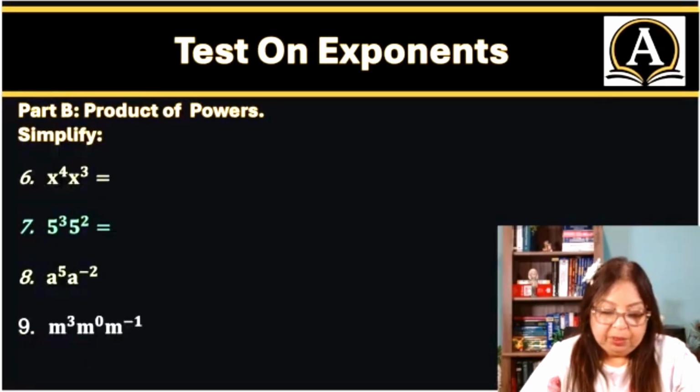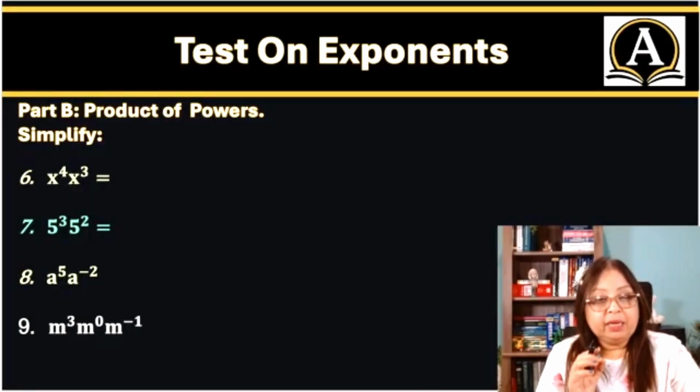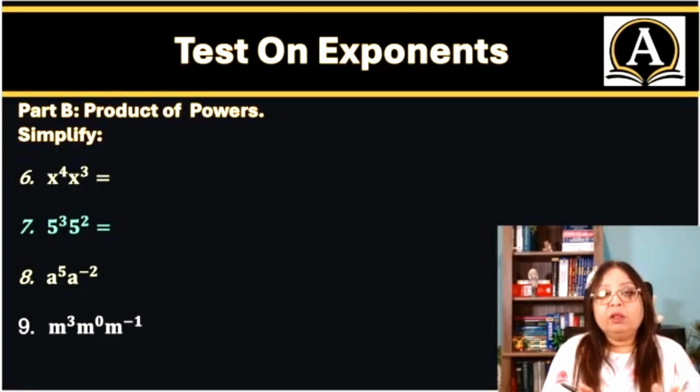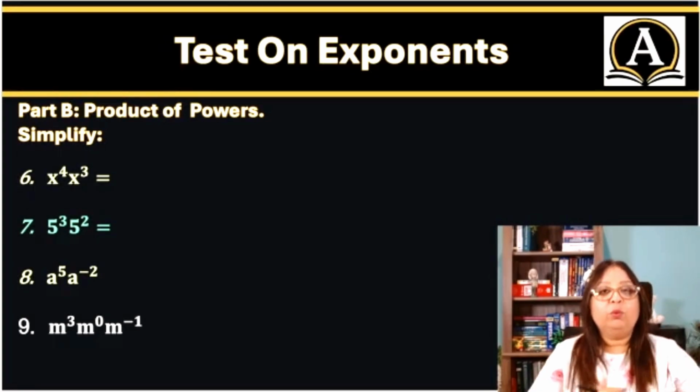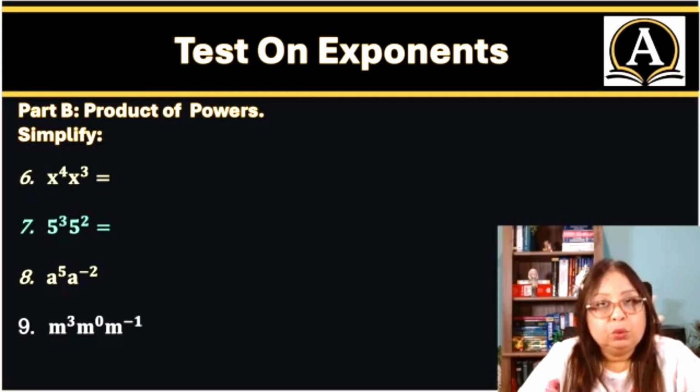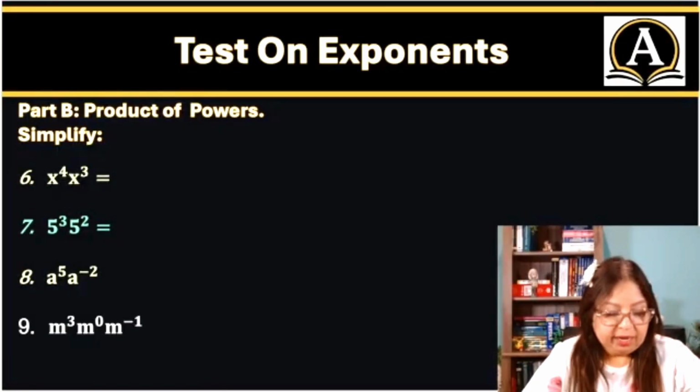Here, part B, product of powers. I want you to simplify these. That means write the answer as a single power. Okay? Your timer begins now. Moving on to the next slide.